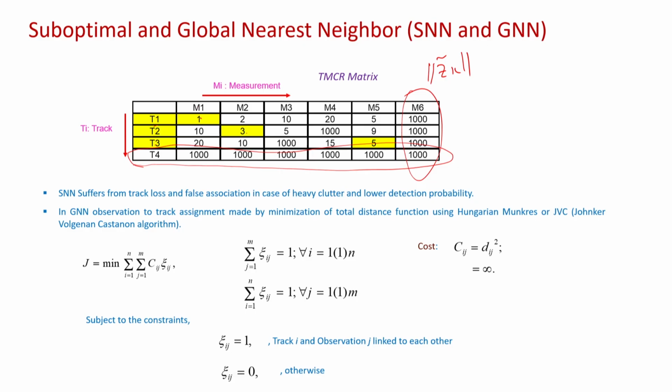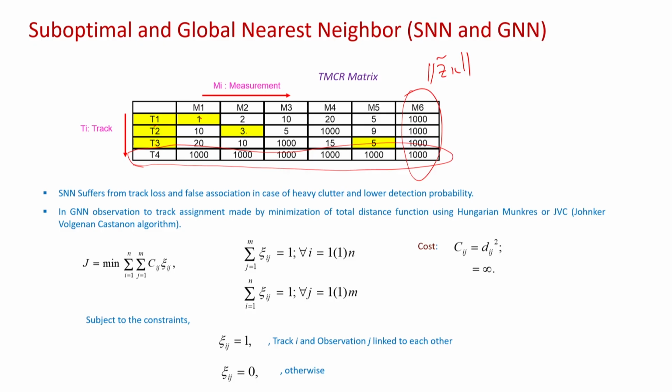Suboptimal nearest neighbor is good, and it works in some examples, but there are issues: it might generate a lot of false tracks, because it is a very crude way of doing it. To remove this crudeness, you need to optimize this assignment matrix. Basically, you need to solve an optimal assignment problem on this TMCR matrix. The optimal assignment algorithm could be Hungarian Munkres, named after the American mathematician James Munkres, and there is another equivalent method called JVC, Jonker, Volgenant and Castanon.